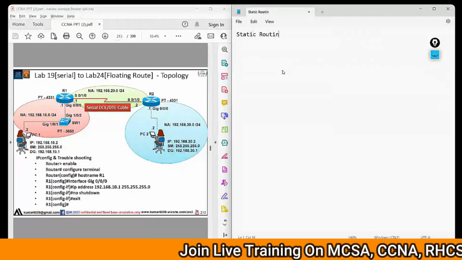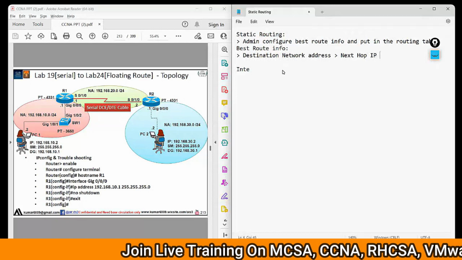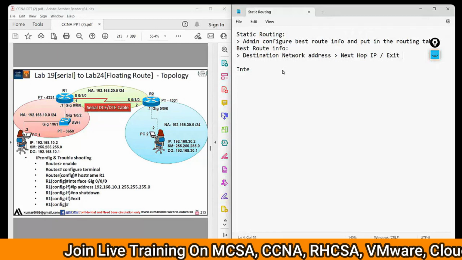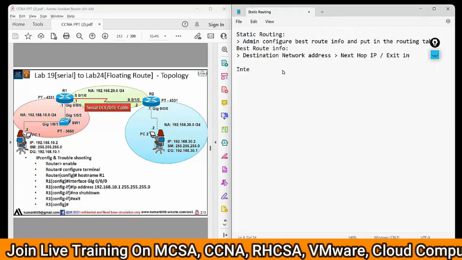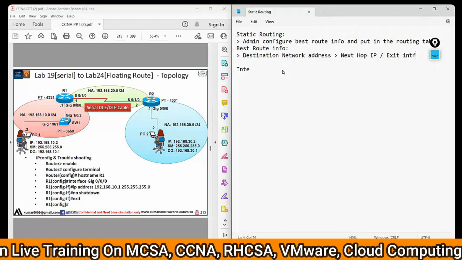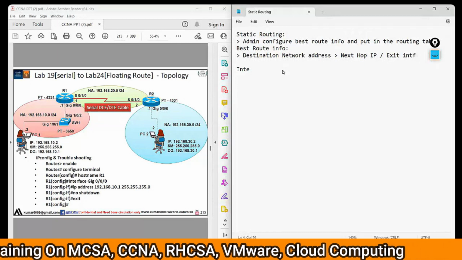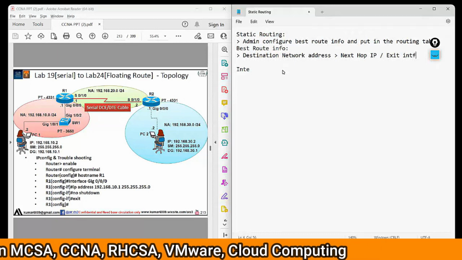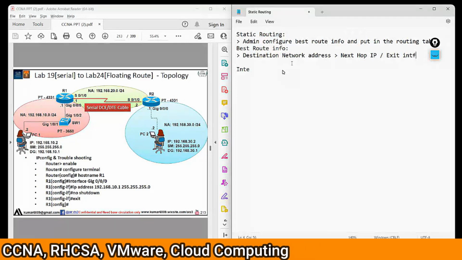So what is static routing? As I told you, the admin tells the router to go to a destination via the next hop IP address or exit interface. Generally, if you know the next hop IP address, the next device IP address, we will not use the exit interface. If you don't know the next hop IP address, then we put the exit interface. You understand?